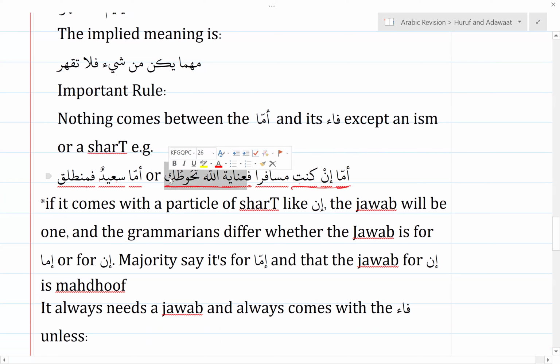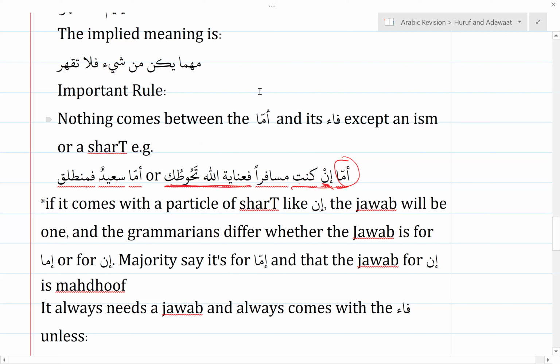most grammarians have argued, okay, where's the jawab? This jawab, is it the jawab of in, or is it the jawab of amma? They said amma has to have a jawab. Amma cannot come without a jawab. It must have a jawab. So because it must have a jawab, they said this jawab is for amma, and the jawab of in is mahduf. That's how they would probably say it if it comes with that.